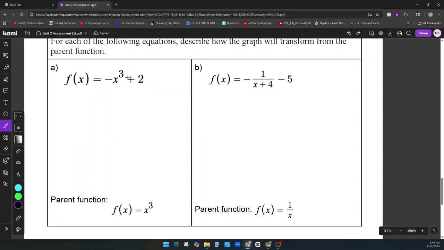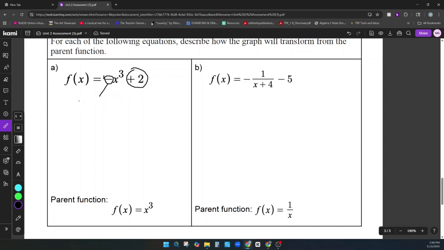So the main differences are, our parent function does not have a plus 2, nor does it have a negative. I do not circle the exponent 3 here, because that comes from our parent function. There are no changes when it comes to the power here. I have the power of 3 here, I have the power of 3 here. Power of 3 is not one of our changes. Now, that being said, my negative and 2 are changes.